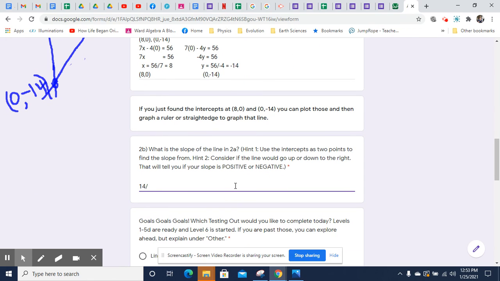So 14 over 8, it is a positive slope because it's up to the right. I can reduce that to 7 over 4. And that's my slope. I hope that helps.